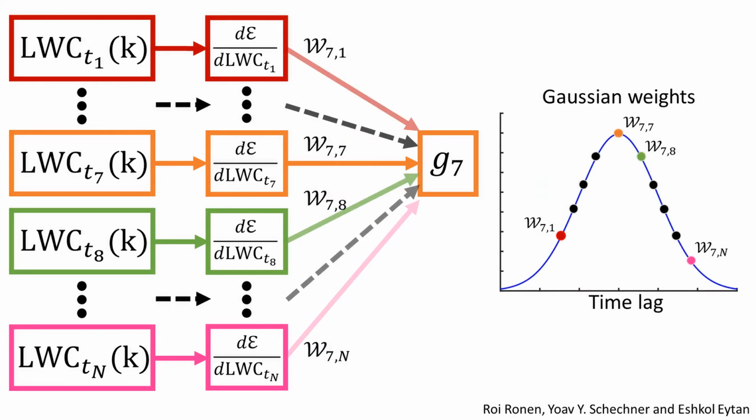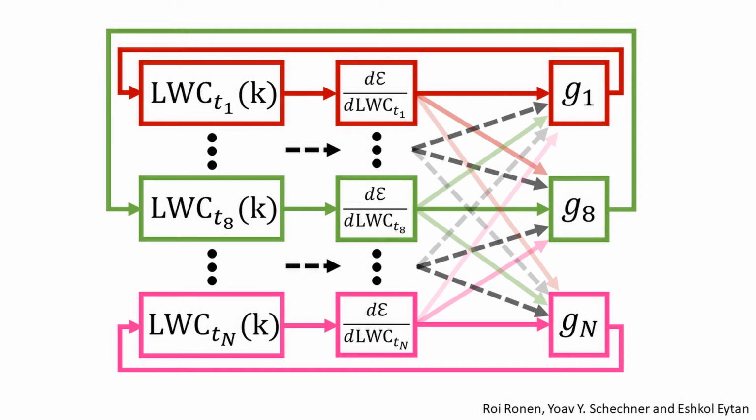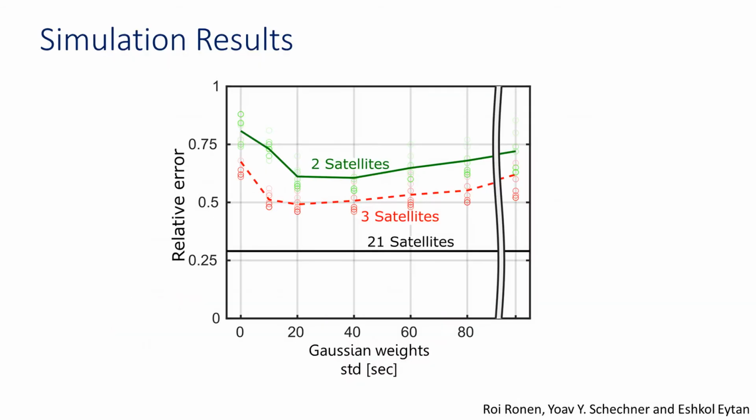We define an update vector G, which exploits information from different times and viewing angles. G is a convex linear combination of the cost gradients per voxel. The weights are drawn from a temporal Gaussian. The estimated cloud liquid water content at each instance is updated iteratively using this combination.